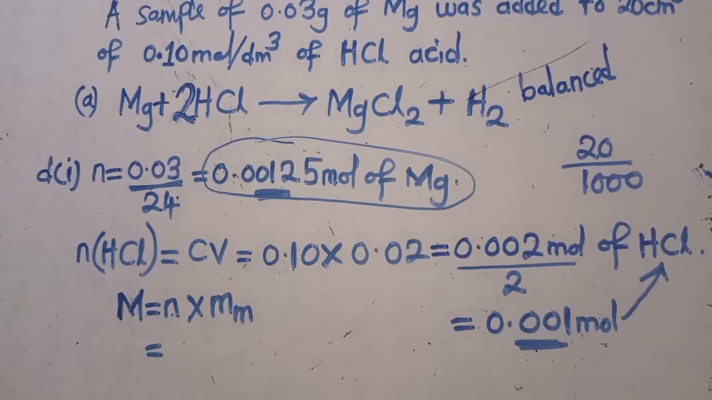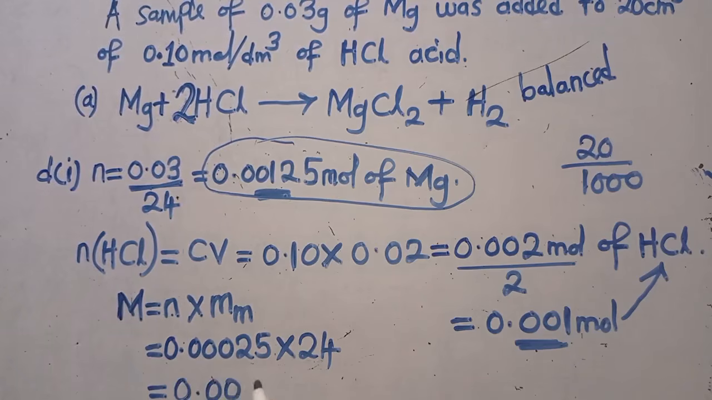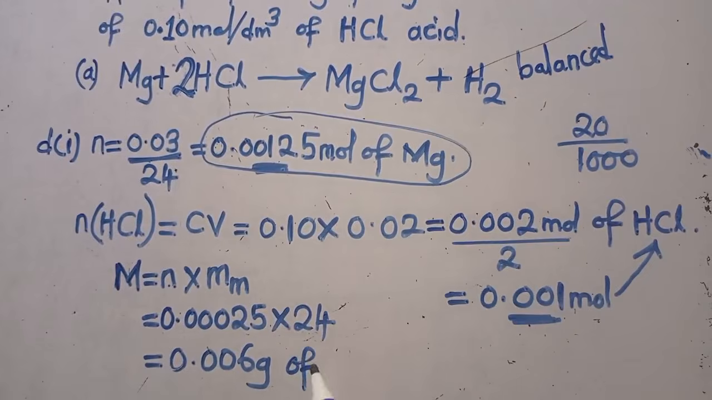So I subtract 0.00125 minus 0.001. The answer we get in this case is 0.00025, multiplied by the molar mass. The molar mass is 24 for magnesium. So that answer times 24 gives 0.006 grams. Because this is mass, it is grams of magnesium.